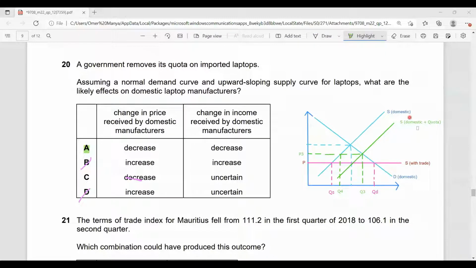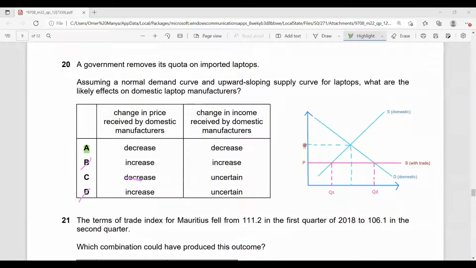If this quota is removed, what that means is that the domestic economy will go back to importing according to the free trade line, which is the pink line. They no longer have a limit on how many laptops they can import. They can import according to the free trade line.